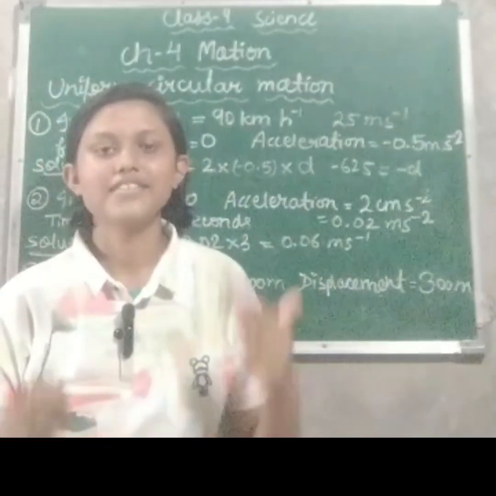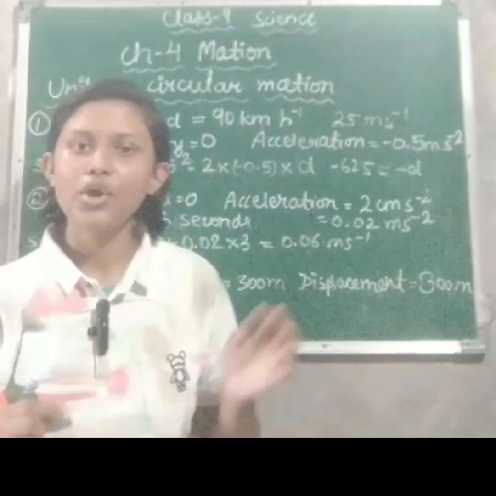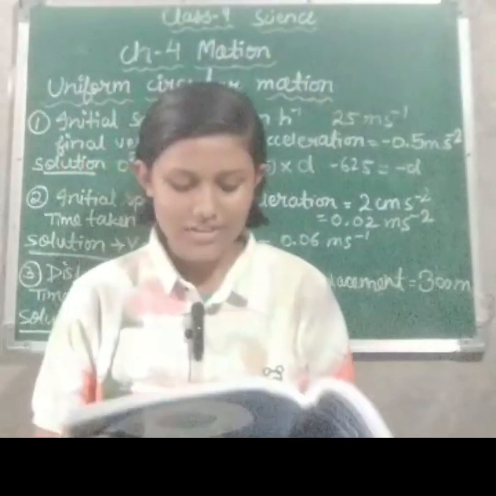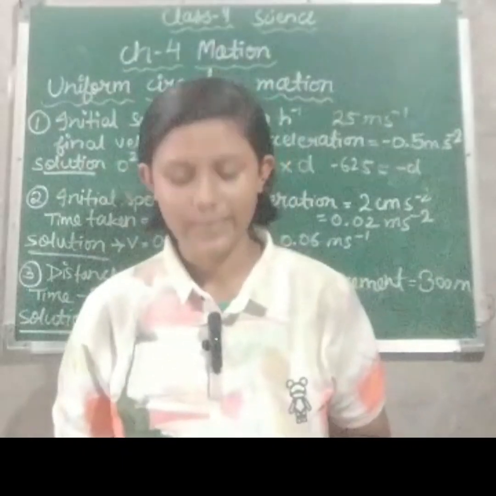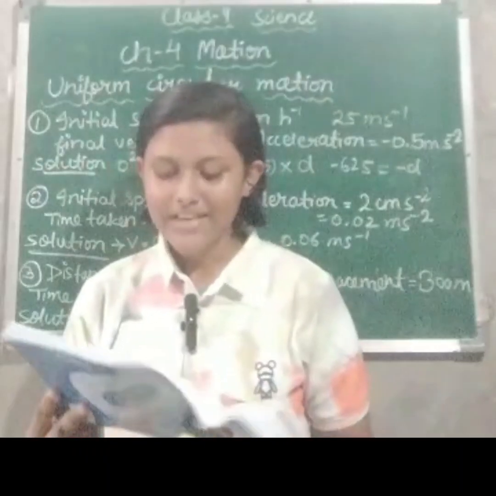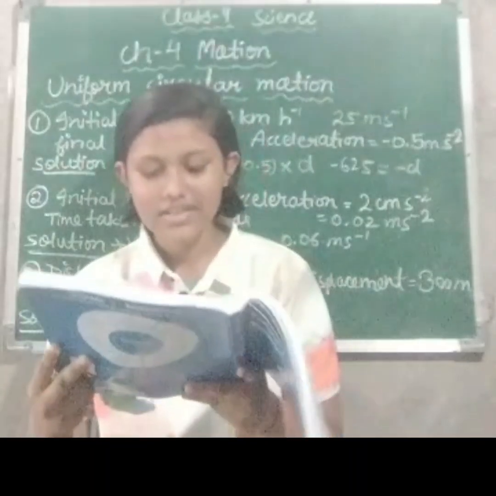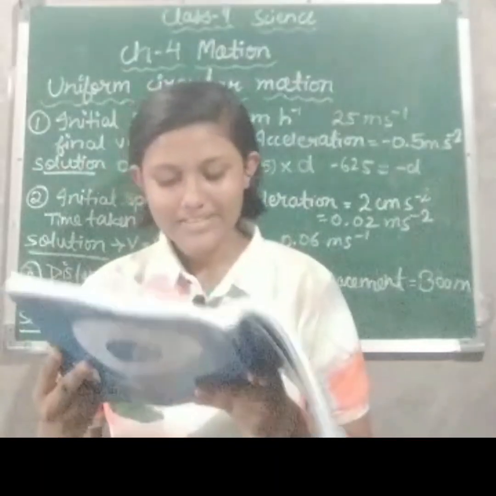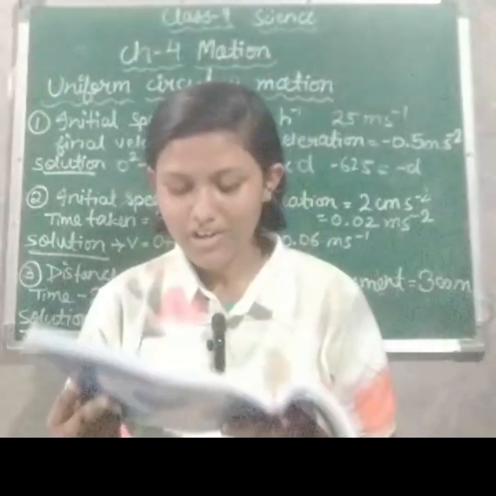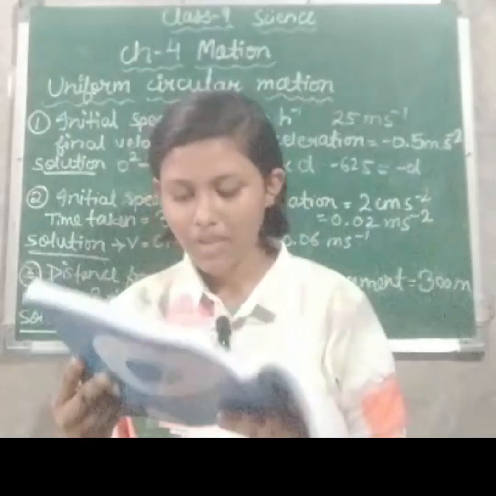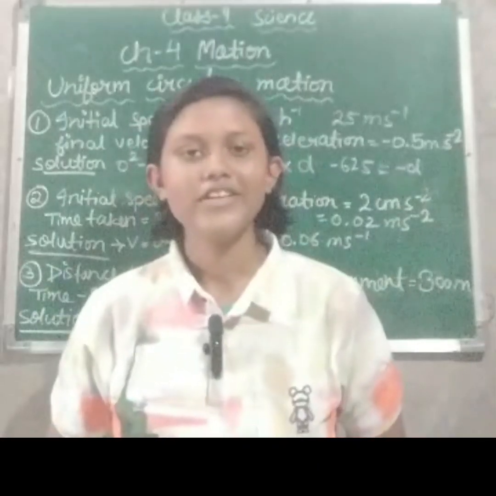So friends, now let's discuss the third question. The third question is: Joseph jogs from one end A to the other end B of a straight 300-meter road in 2 minutes 30 seconds and then turns around and jogs 100 meters back to point C in another 1 minute. What are Joseph's average speeds and velocities in jogging from point A to point B?